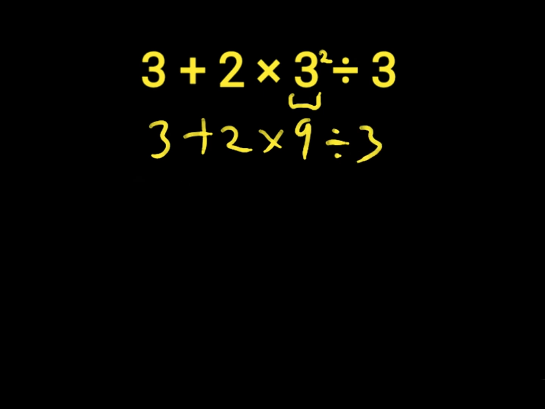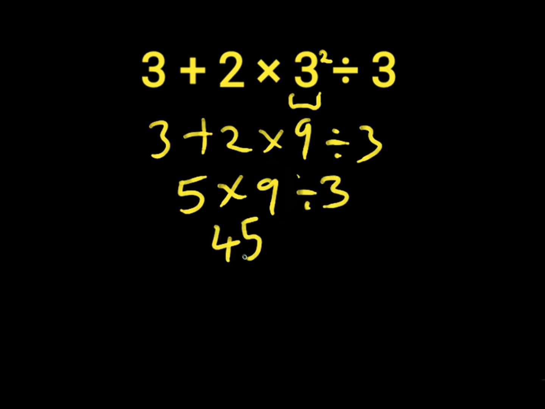So 3 plus 2 will give us then 5. Then 5 times 9 divided by 3. 5 times 9 will give us 45. Then 45 divided by 3 will give us 15. So what if I say 15 is the wrong answer to this question?